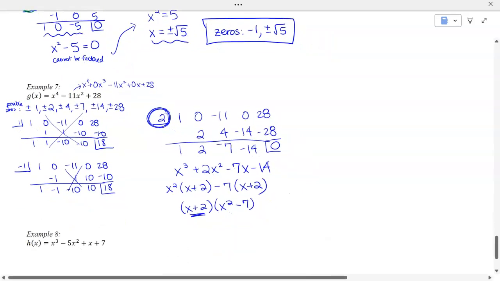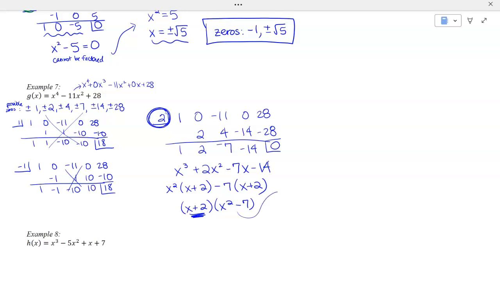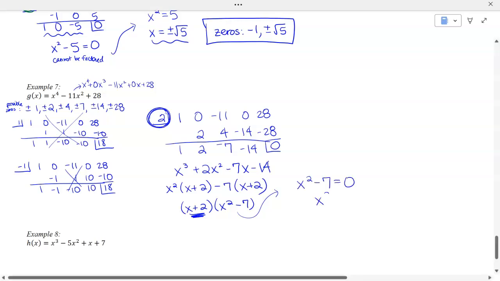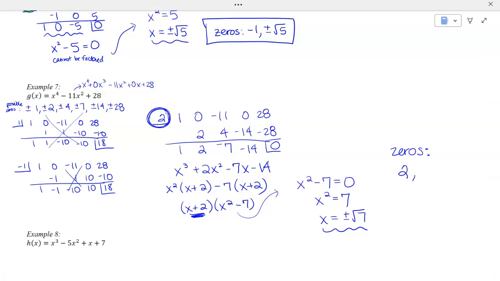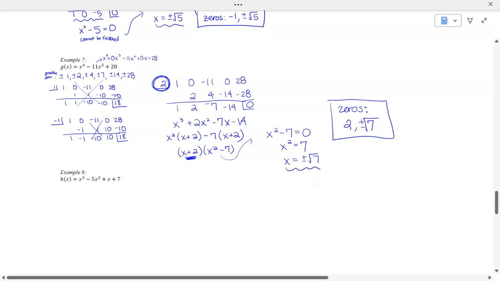Now we know that x plus 2 is a factor, right? We've already seen this. And now if we're trying to solve this quadratic, we know that can't be factored. But we could set it equal to 0 and solve. And we see that we can solve this using the square root method. And so we find that our other zeros are plus and minus the square root of 7. So all of our zeros here are going to be 2 and then plus or minus, not just 7, but the square root of 7. All right, we're going to do one last one.